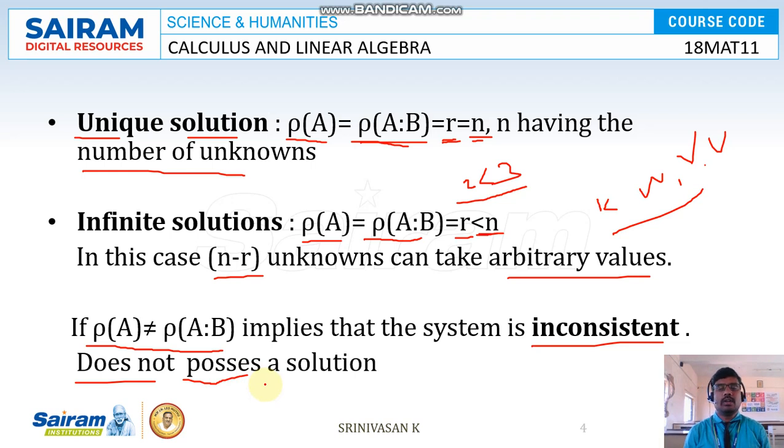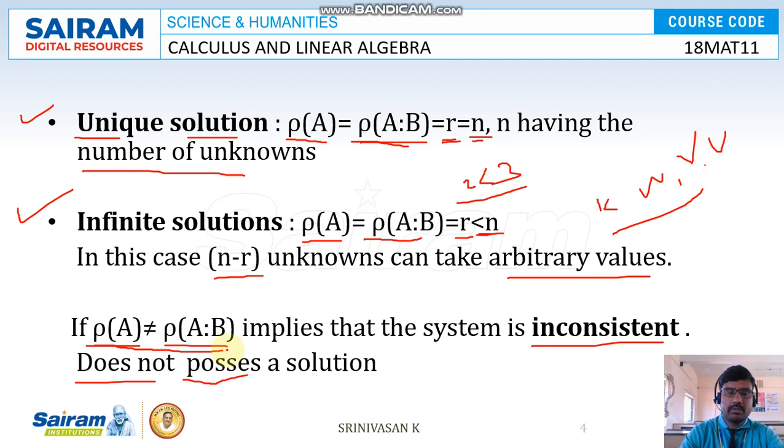So if rank of A equal to rank of AB, we get two types of solution: one is the unique solution, another is the infinite solution. When rank of A equal to rank of AB equal to R equal to N, we get a unique solution. Or when rank of A equal to rank of AB equal to R less than N, we get an infinite solution. Infinite solution means many solutions. And if rank of A is not equal to rank of AB, there is no solution.